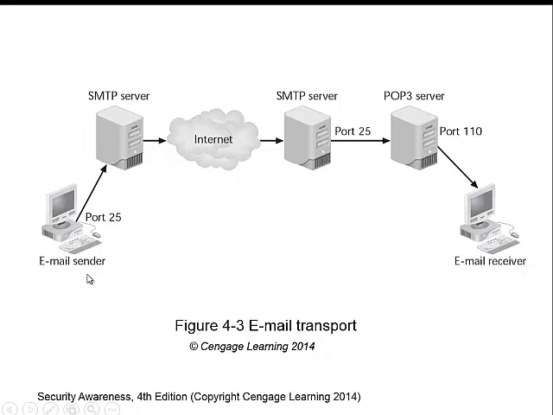Here we have an email sender. It sends out on port 25 to your SMTP server. It's going to go across the Internet, and it may hit another SMTP server. Then it hits your POP3 server, and that's on port 110, before it gets to the person who is supposed to receive that email.